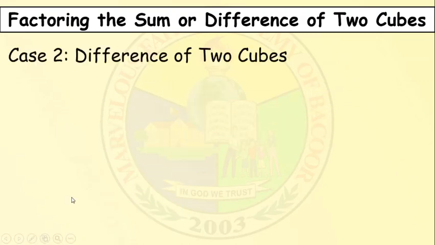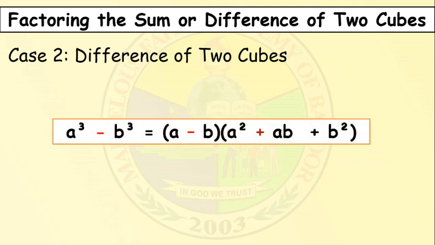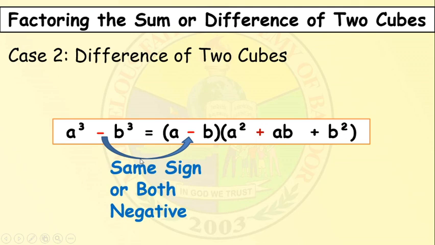Okay, next for case number 2, the difference of two cubes. So we have a cubed minus b cubed equals quantity a minus b times quantity a squared plus ab plus b squared. So, ang given sa'yo kapag difference of two cubes ay a cubed minus b cubed, minus kasi difference po. The first thing that you should observe is the binomial term must have the same sign. Dapat pareho sila ng sign. Kapag minus yung given, dapat minus din yung binomial term.